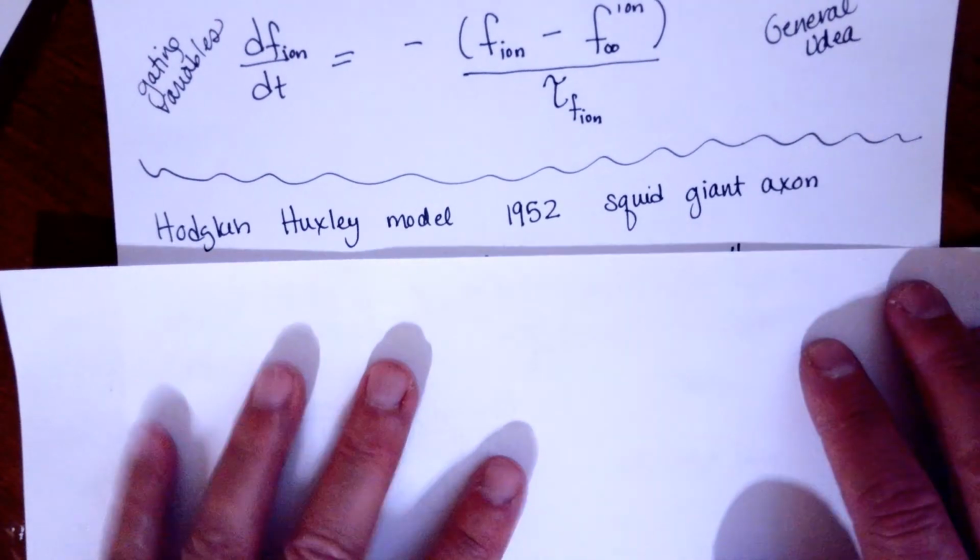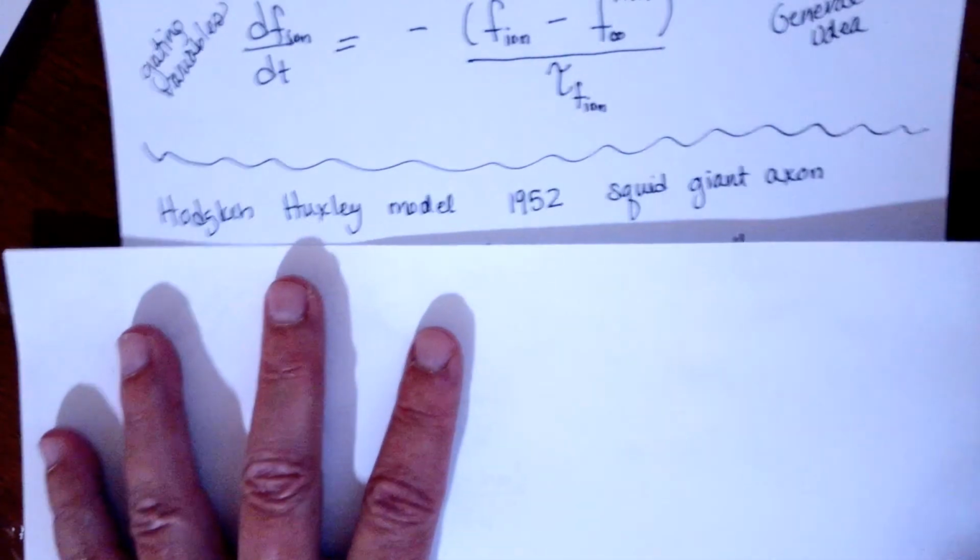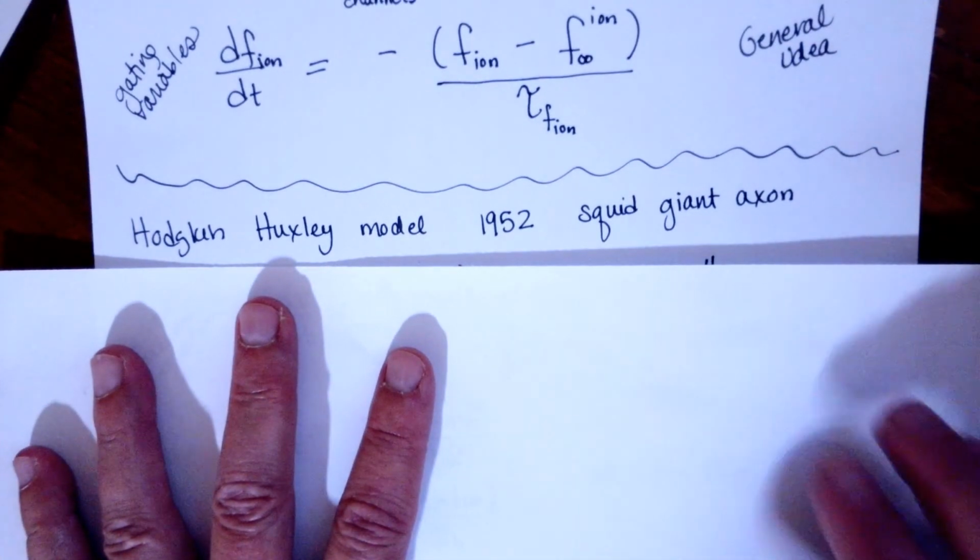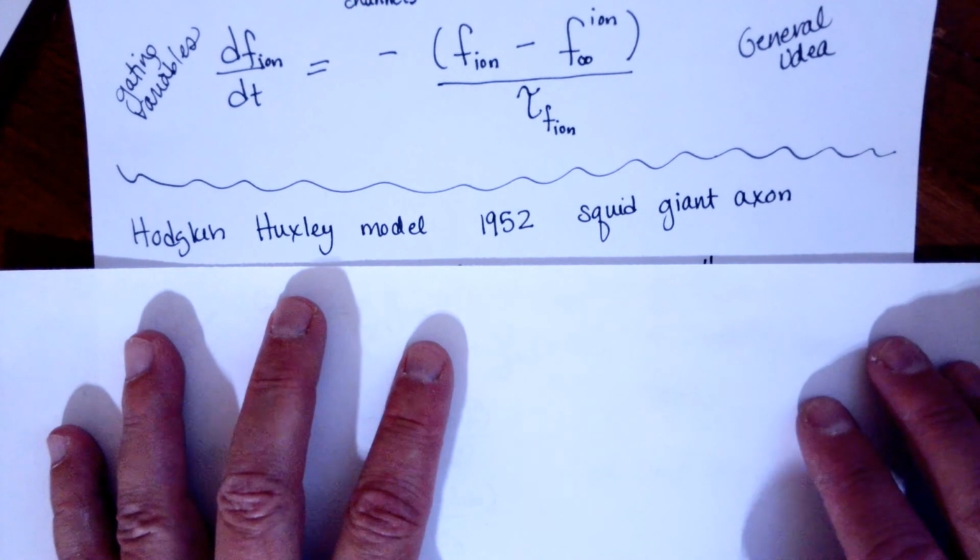This is exactly what Hodgkin and Huxley did. They were the first ones to create a model that looked like this, that used this formalism. So this is often called a Hodgkin-Huxley type model.